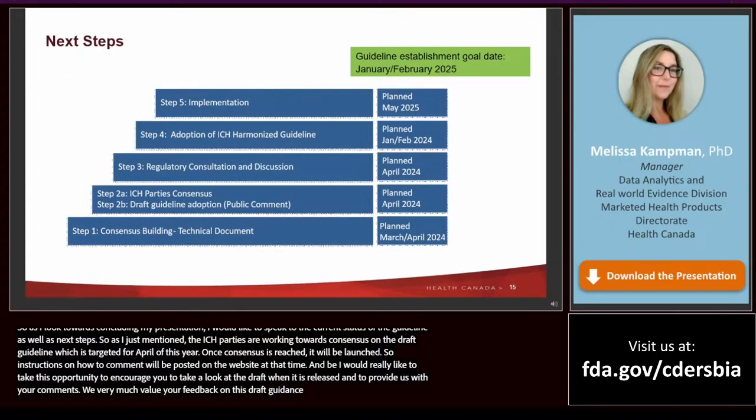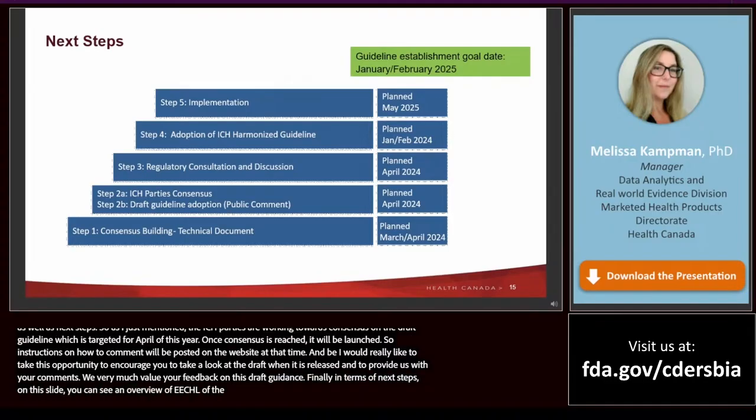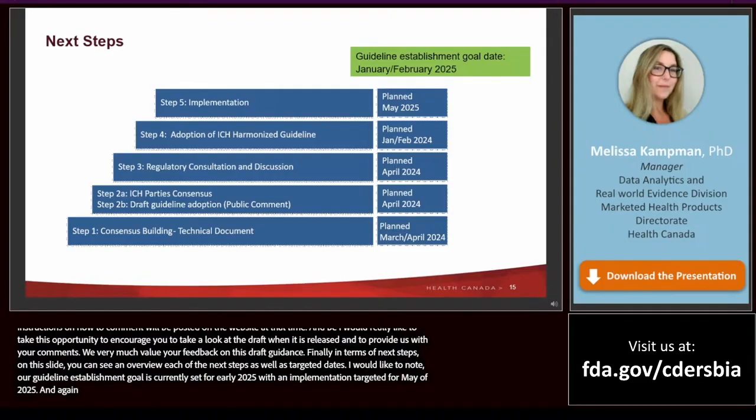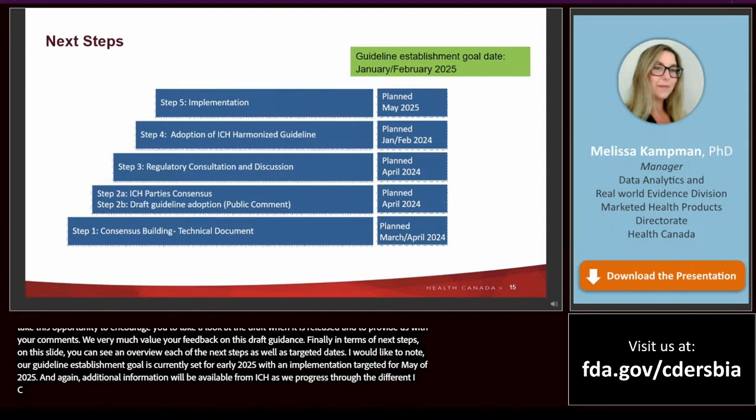Finally, in terms of next steps, on this slide, you will see an overview of each of the next steps as well as targeted dates. So I would like to note that our guideline establishment goal date is currently set for early 2025 with implementation targeted for May of 2025. And again, additional information will be available from ICH as we progress through the different ICH process steps.